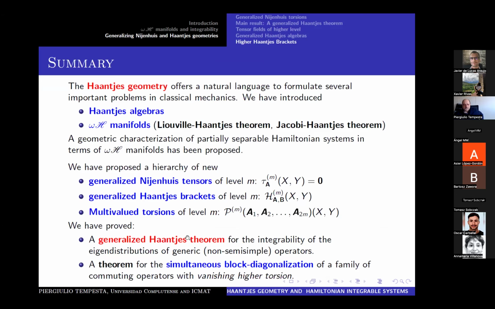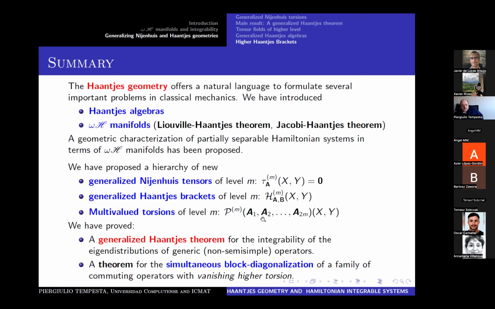in classical mechanics. So we have considered very rapidly the notion of Haantjes algebras and the theory of symplectic Haantjes manifolds. In particular, there are two relevant theorems: the Liouville-Haantjes theorem, which generalizes the Liouville-Arnold theorem in a sense, and the Jacobi-Haantjes theorem, which tells you that the Darboux-Haantjes coordinates are separation coordinates for the Hamilton-Jacobi equation. Then we have seen rapidly the existence of a hierarchy of new generalized Nijenhuis tensors. The Nijenhuis and Haantjes tensors are just level 1 and level 2. Also, we have generalized Haantjes brackets, but one can even define objects with many entries, not just two entries, which are the multi-value torsion, which I simply skipped.